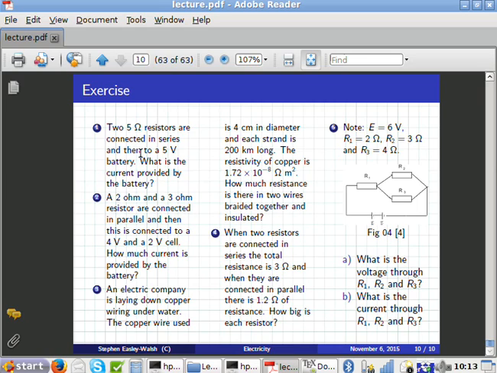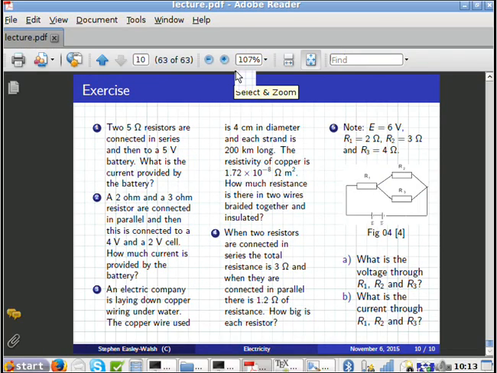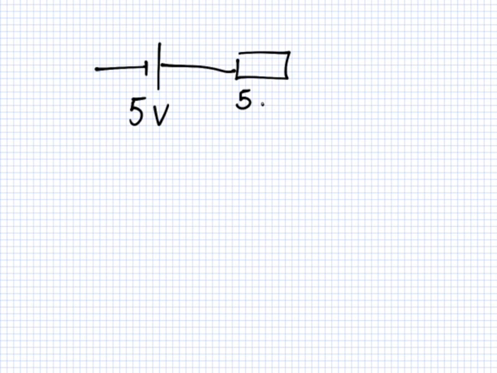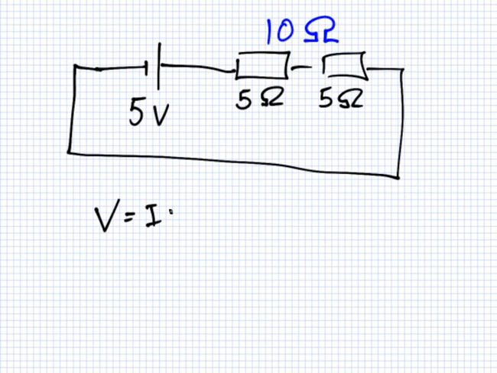Right, so the first one is: 2 5 ohm resistors are connected in series to a 5 volt battery. What is the current? Alright, so what you have is this. 5 volts. What did I say? In series, wasn't it? And there's 2 5 ohms, okay. So what's the total resistance here? 10 ohms.